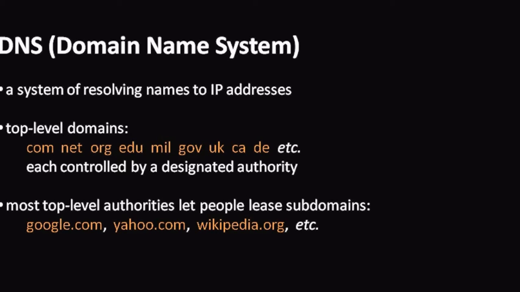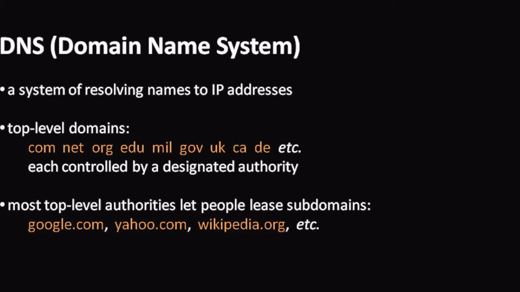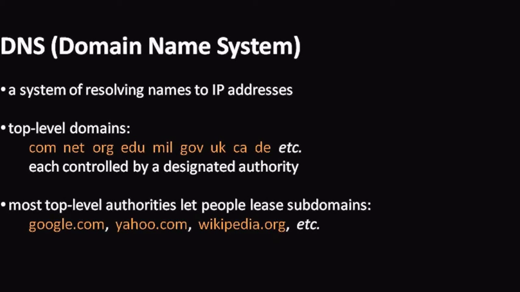The idea with most of these top-level domains is that the authority which controls that top-level domain will allow other people to register a subdomain for a price. For example, google.com is a subdomain of the com top-level domain. Google pays money to the com registration authority to allow it to have the name google.com.